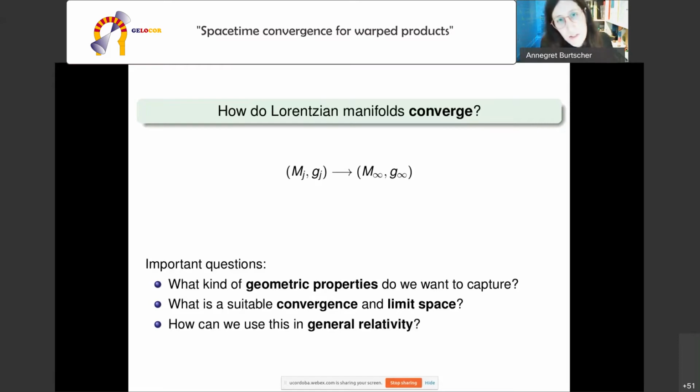And then for me, it's also important to ask the question, how can all of this be applied to spacetimes in general relativity? And so these are the basic questions that you should somehow keep in mind during my talk. I will not be able to answer all of them, but it's the basic idea of why we were interested in this problem in the first place.